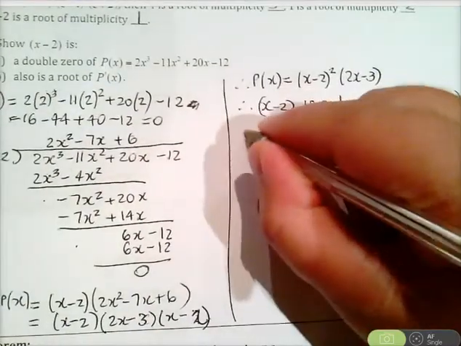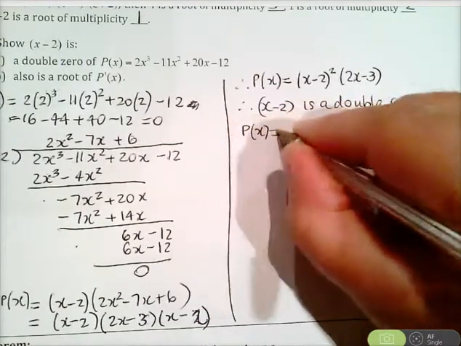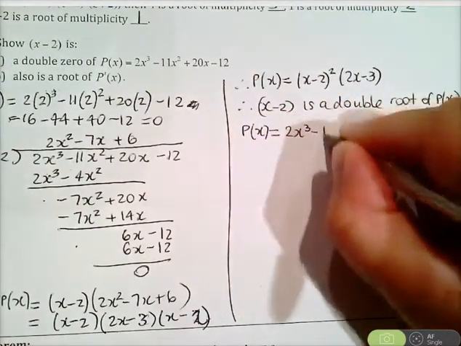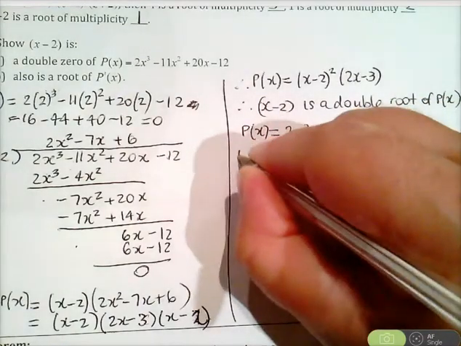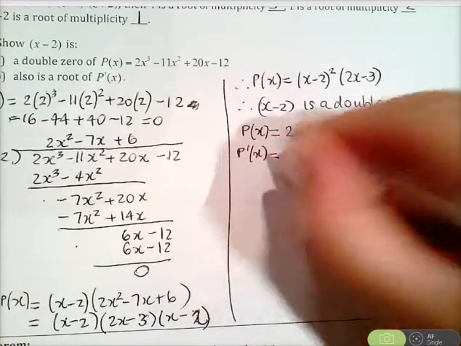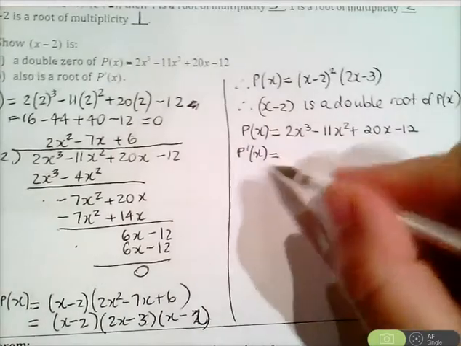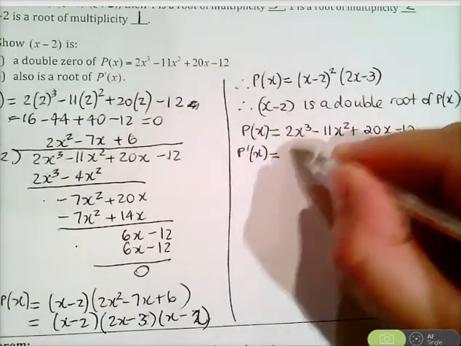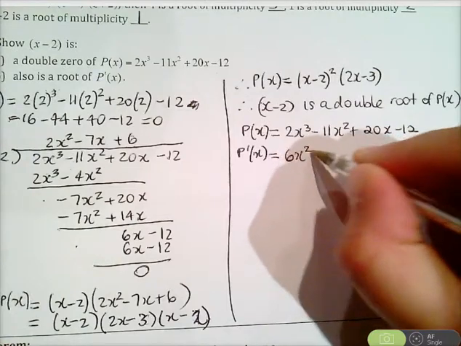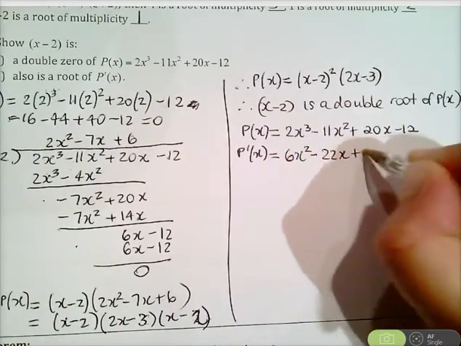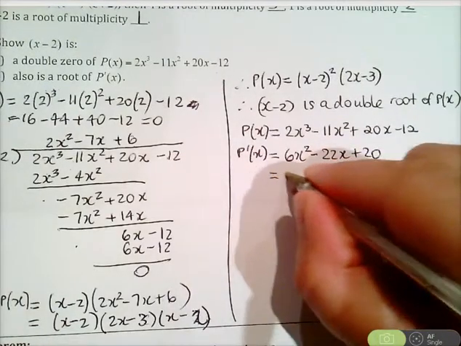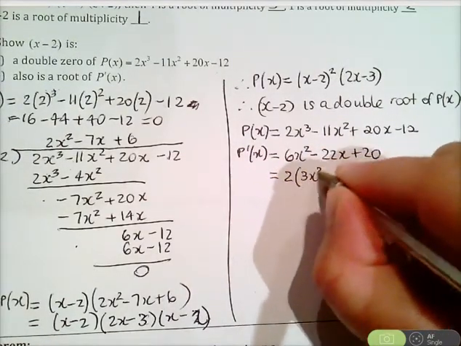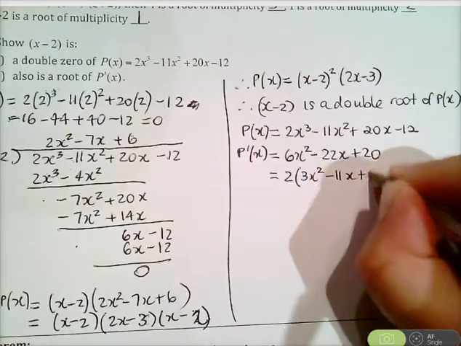Now, I'm going to write down what my polynomial in x is. It's 2x cubed minus 11x squared plus 20x minus 12. Now, what I'm going to do is look at the first derivative of this polynomial. So p dash x is 3 times 2, it's 6x squared minus 22x plus 20. Now, if we factorize that, we get 2 bracket 3x squared minus 11x plus 10.